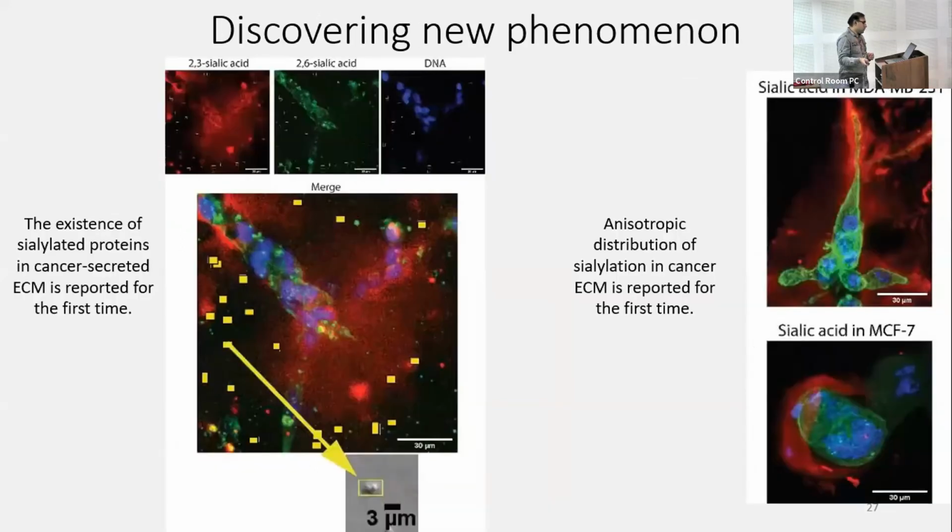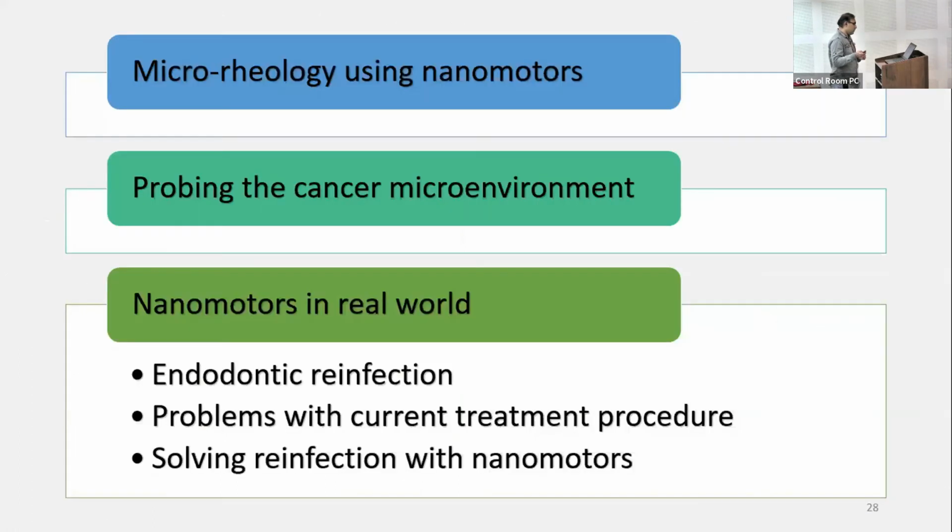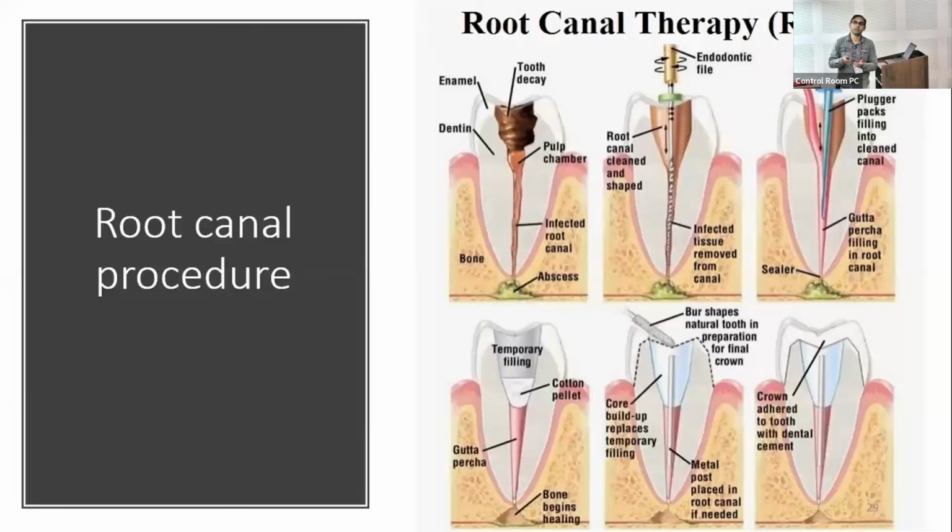So the other application is that we discovered new phenomena. One of them is the anisotropic distribution of cellulation, and this is something that the biologists are very excited about. Since I have one more minute, I'll be talking about where these nanomotors go into the real world, and this is something fascinating. This is about dentistry, something that we never thought about.